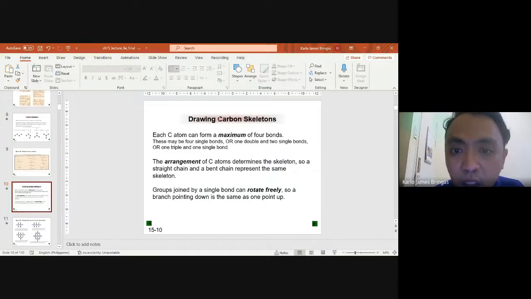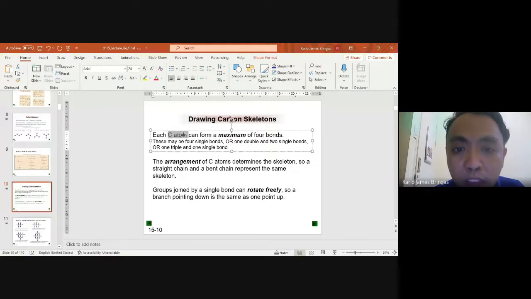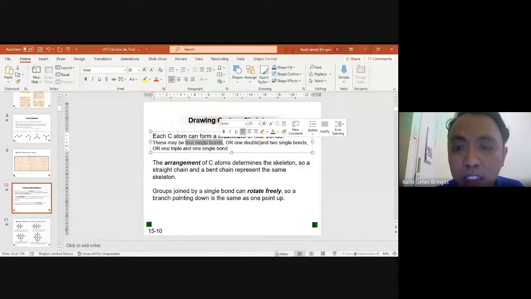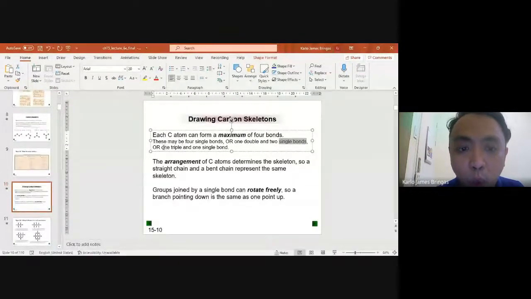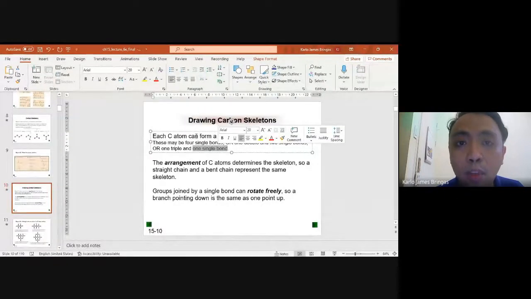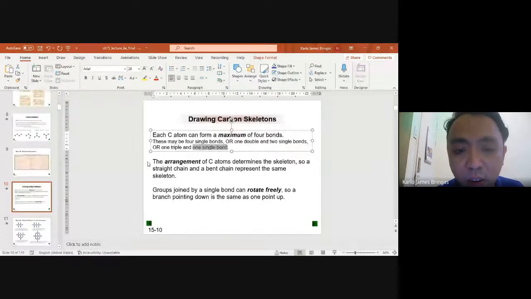So again, the key when drawing the carbon skeletons, just remember, each carbon atom should have a maximum of 4 bonds. So any less than 4 bonds or greater than 4 bonds, that's already a mistake. You might have 4 single bonds. You can have 1 double and 2 single bonds. You can also have 1 triple and 1 single bond. The important thing is, when we sum it all up, there should be a total of 4 bonds for each carbon atom.